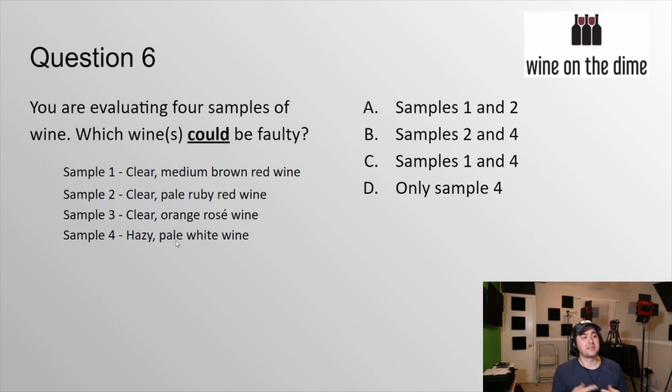All right, so next, question 6. You are evaluating 4 samples of wine. Which wine or wines could be faulty? The answer here is could. Sample 1, clear, medium brown, red wine. Sample 2, clear, pale ruby, red wine. Sample 3, clear orange rosé wine. Sample 4, hazy pale white wine. Your answers are samples 1 and 2, samples 2 and 4, samples 1 and 4, or only sample 4. Pause if you need some time.